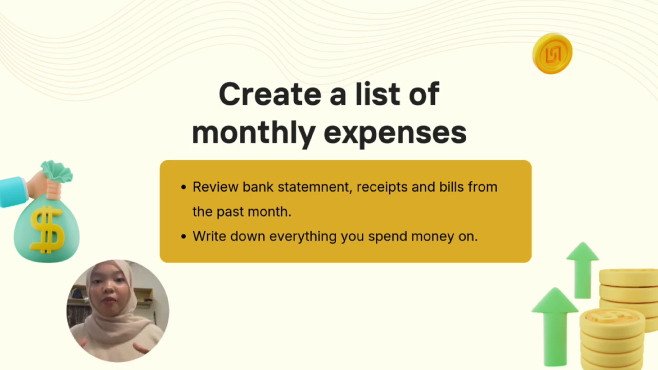The magic of this step is that it gives you clarity. By breaking down your spending into categories, you can easily see where your money is flowing, and this makes it much easier to plan for the future and spot areas where you might be overspending. And that's all for step 2.